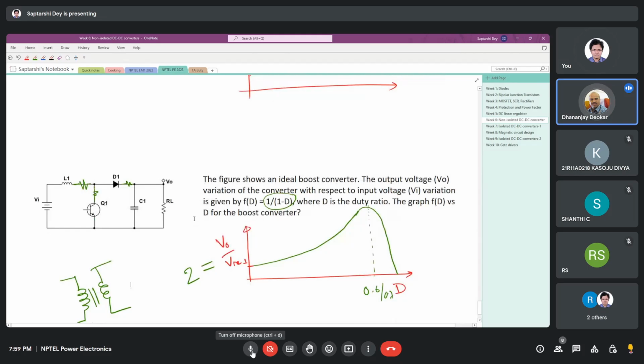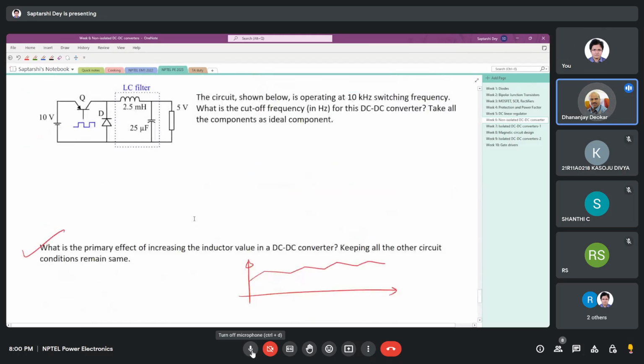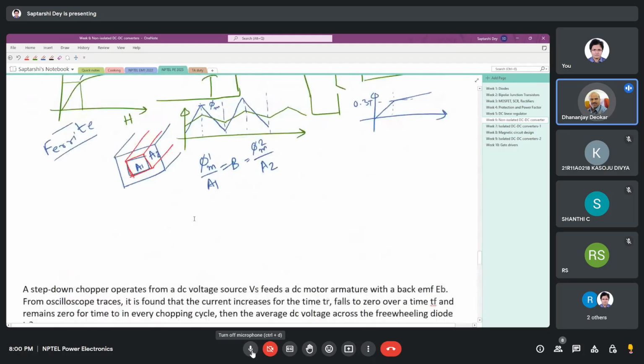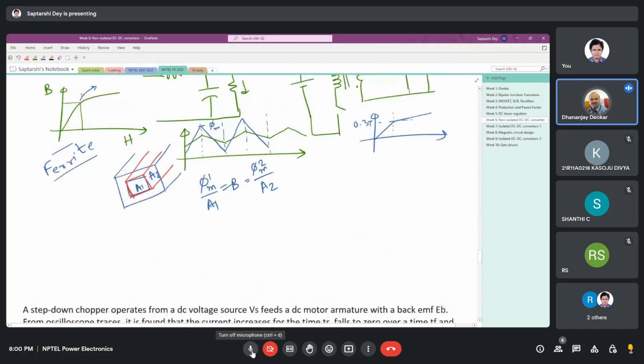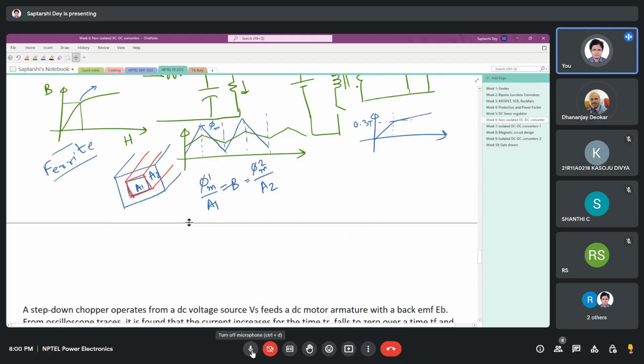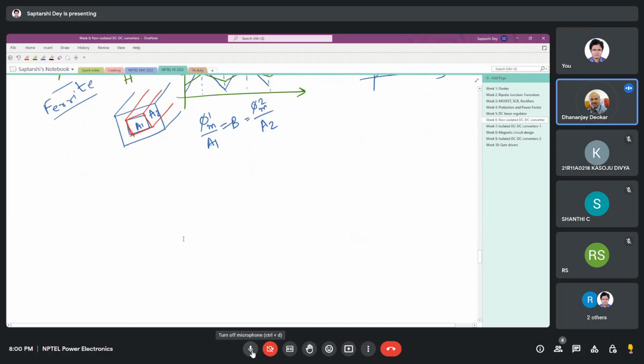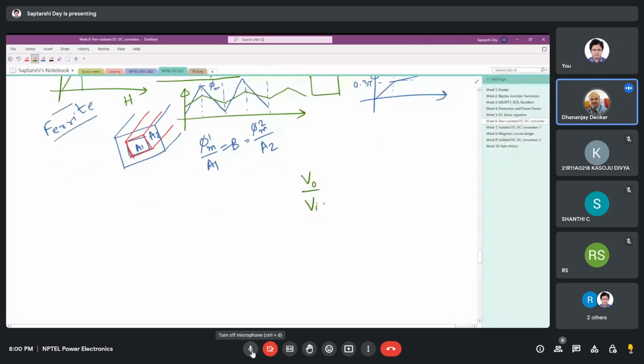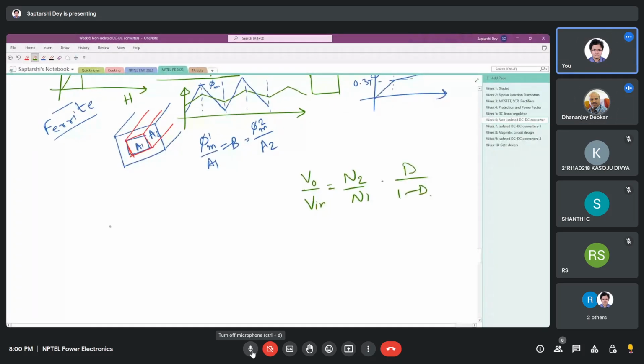In flyback, can we operate the flyback at more than 0.5 duty cycle so that the boost phenomenon is more prominent? I think yes, we can, because flyback is nothing but an isolated buck-boost. The gain is given by N2 by N1 times D by 1 minus D. But I cannot exactly remember the saturation case.